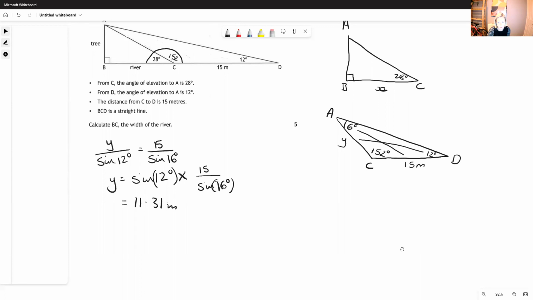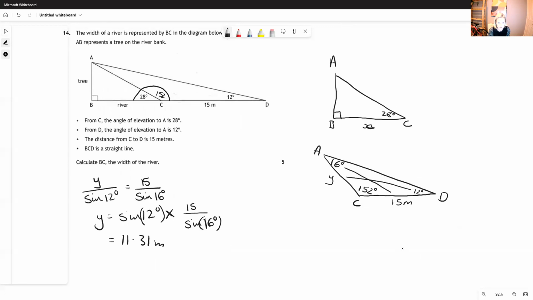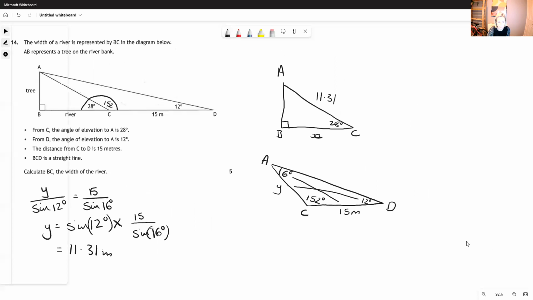Now, if we go back to our first triangle, that side is now going to be 11.31. And so now we can easily use that to work out with SOHCAHTOA what our BC is, the thing we're trying to find. Maybe there was a reason why I labelled it X. So labelling the sides, there's H for the hypotenuse. The O is across from the 28, but we don't care, so I'm not going to label that. So the X must be A. So that's my adjacent.